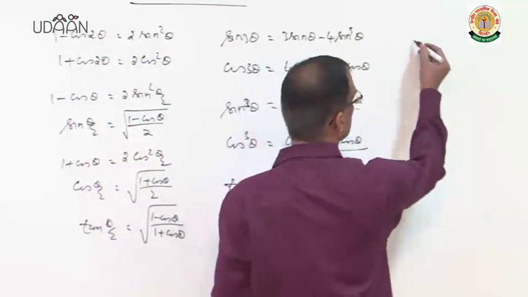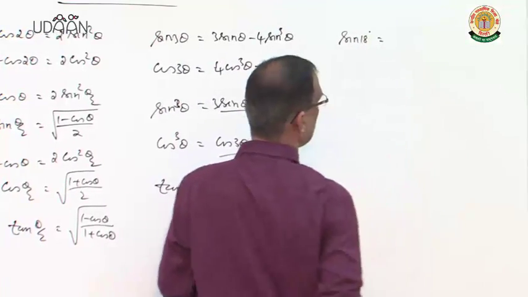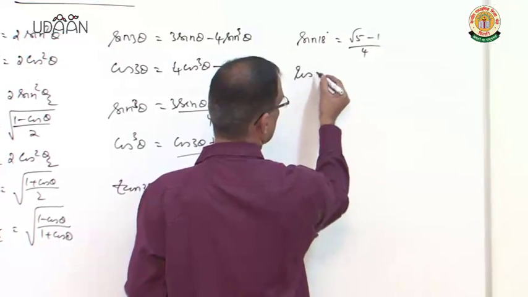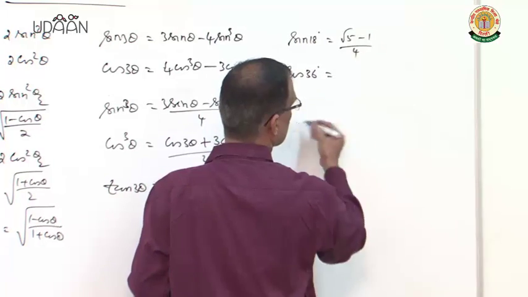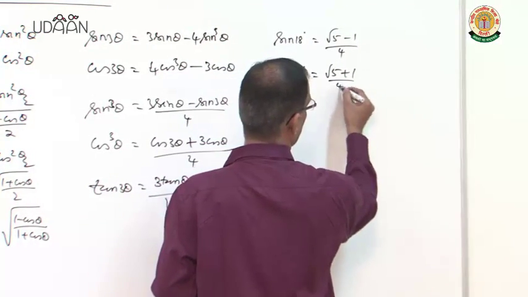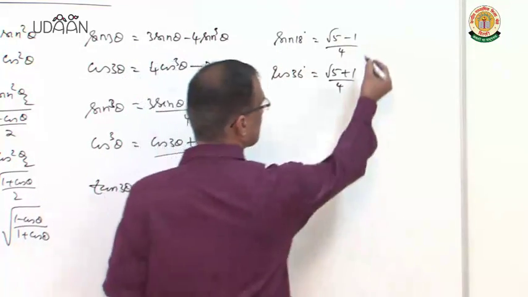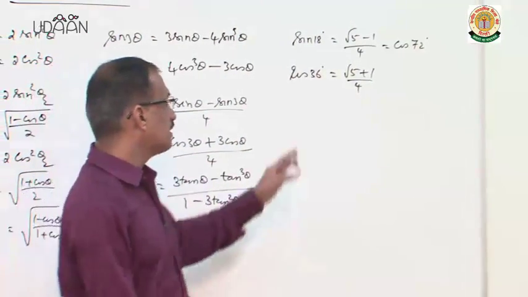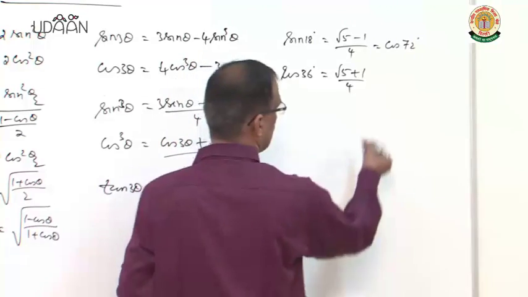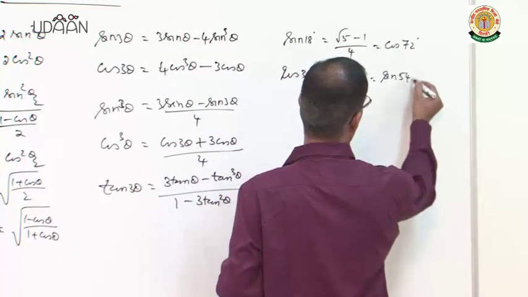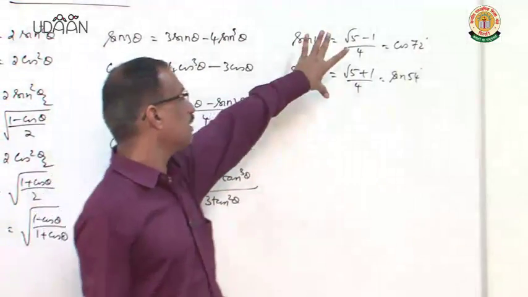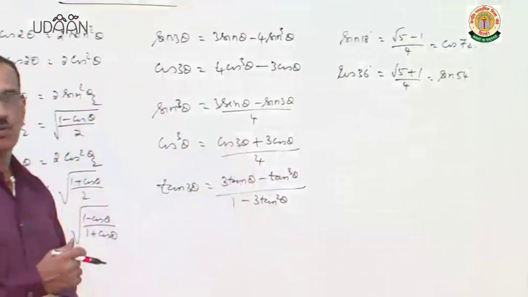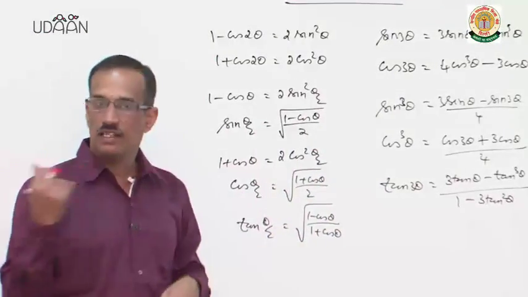Sin 18 degrees gives us (root 5 minus 1) by 4, and cos 36 degrees is (root 5 plus 1) by 4. You know sin 18 is the same as cos 72 because of 90 minus theta. Similarly, cos 36 is the same as sin 54 degrees. Normally we use these values in some other questions also. Let us see what applications we can do with these formulas in the questions.